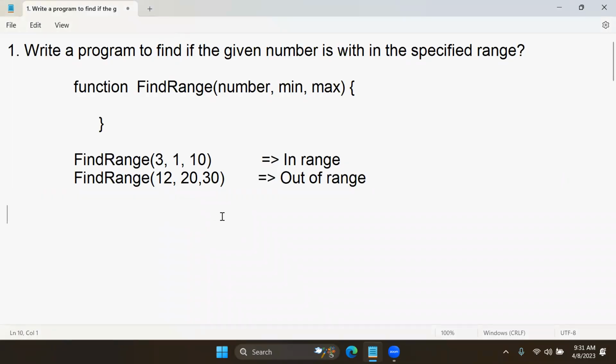Right? It is a simple point. What is that? You have to just write a simple condition here. What is the condition?